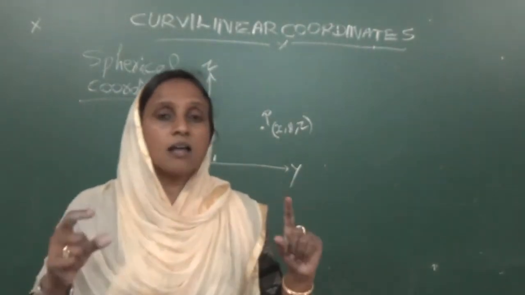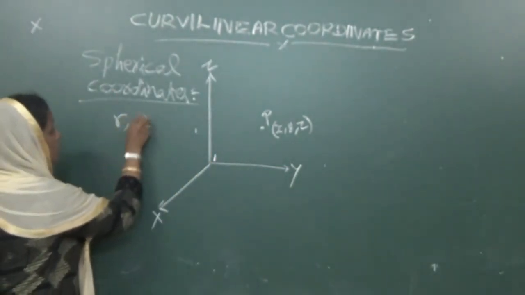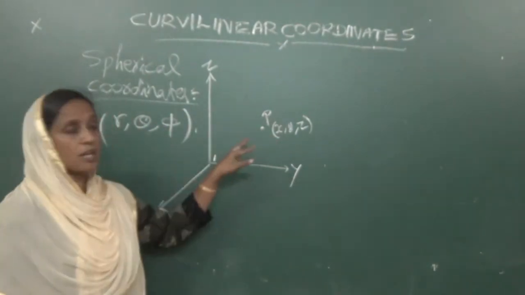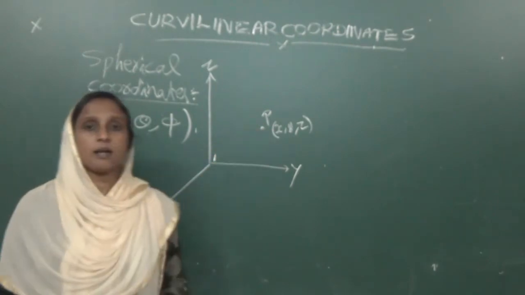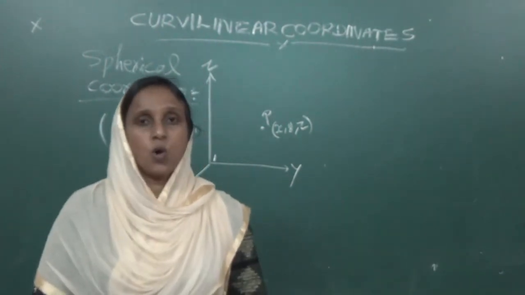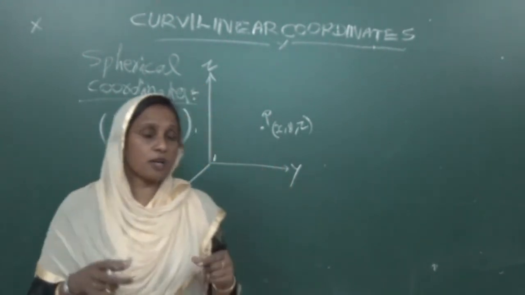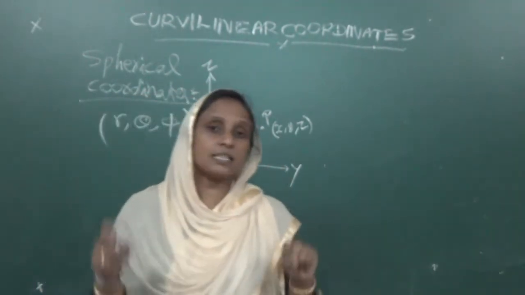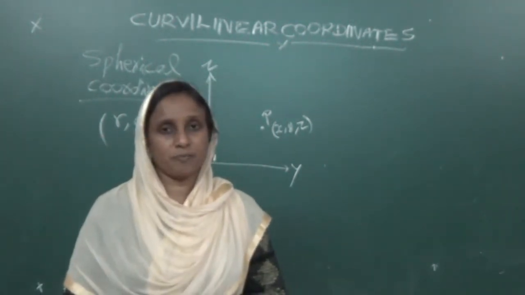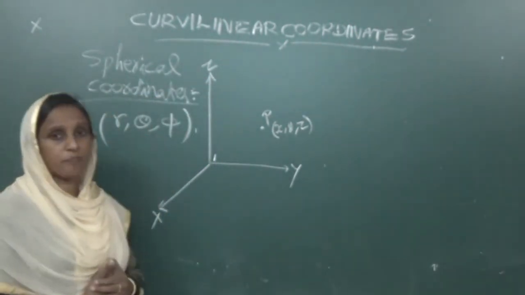So, r, theta and phi are the three variables used in this coordinate system. You can specify the position of point P in this space either using r, theta and phi or using x, y, z. That means you can specify the position of point P either using the spherical coordinate system or the Cartesian coordinate system. Okay, so we have to mention what this r, theta and phi are.